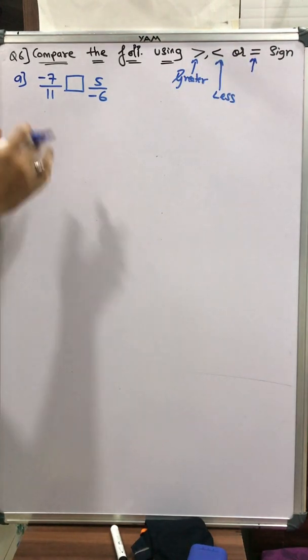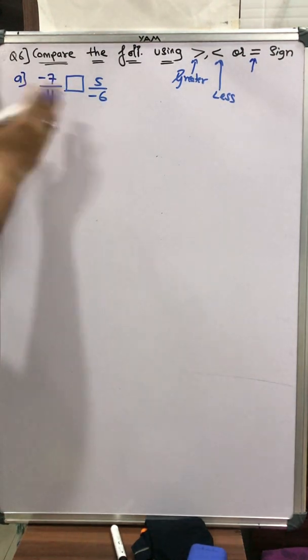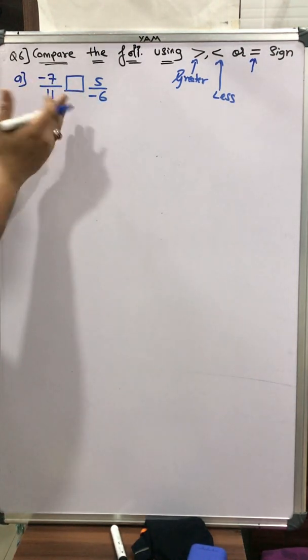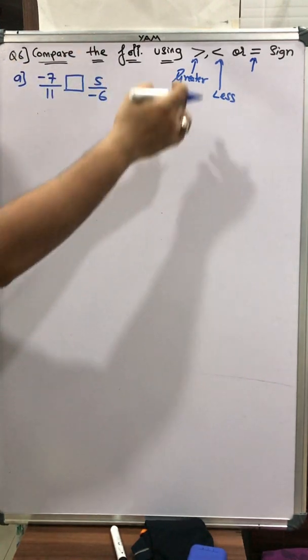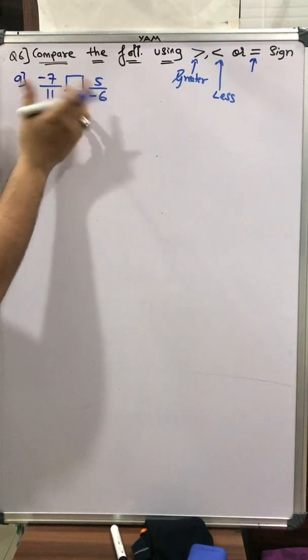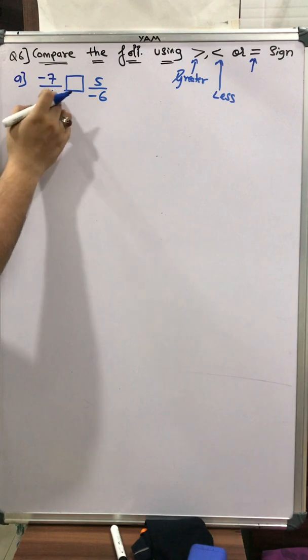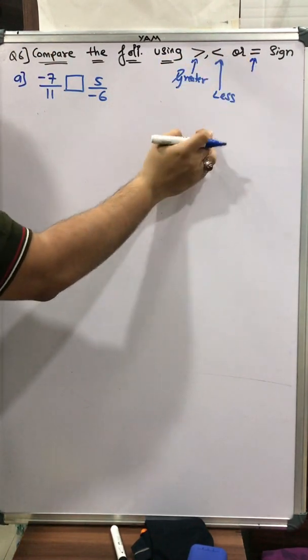So I have to compare the two fractions or two rational numbers that will be given to me, and find the relation between them, whether the first is greater than the second, or the first is less than the second, or the two fractions are equal. So we just have to decide either greater, less, or equal.